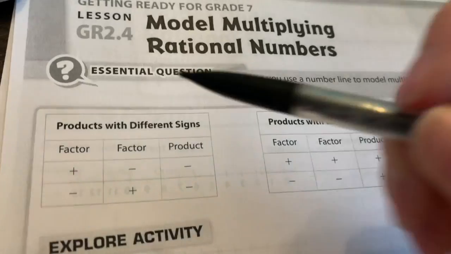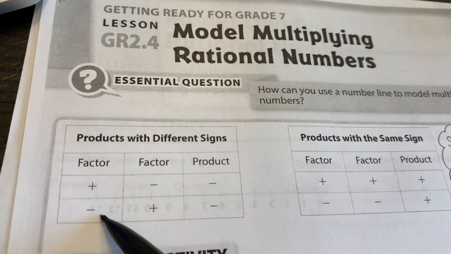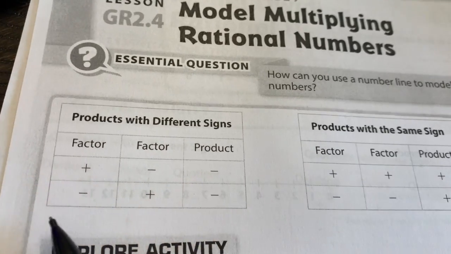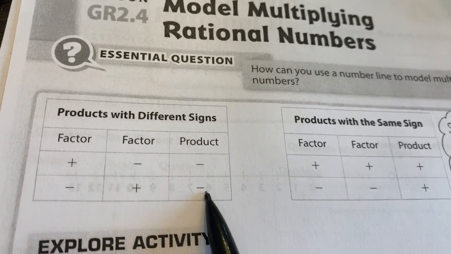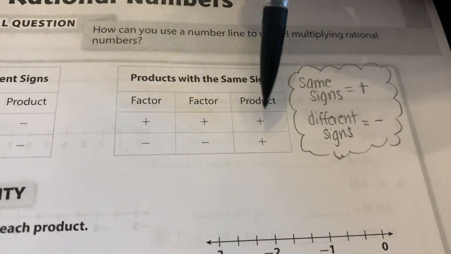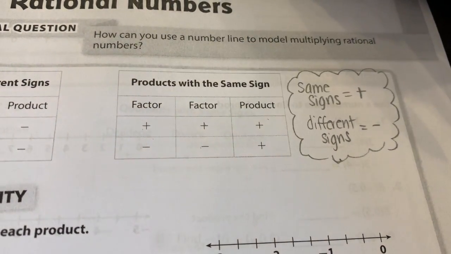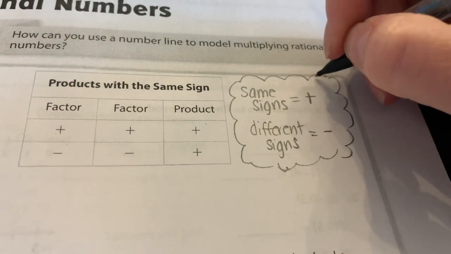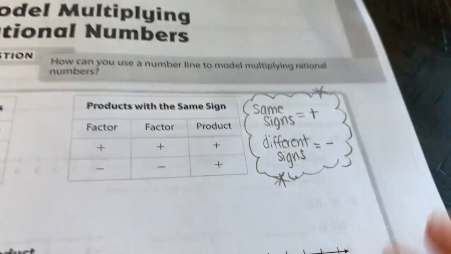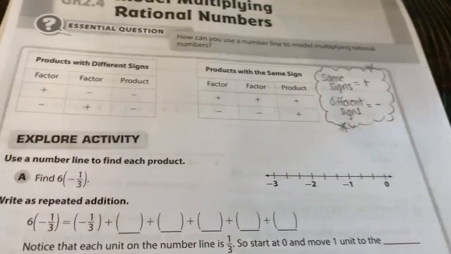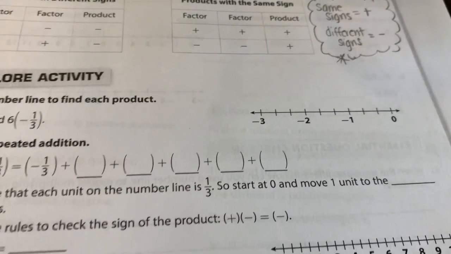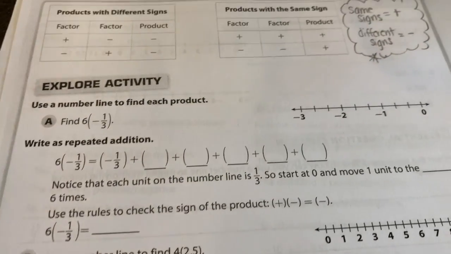So what we're showing in these tables is that if you have one positive and one negative, your answer is negative. If you have a negative and a positive, your answer is negative. And then, of course, positive times a positive is positive, and negative times a negative is a positive. And this is the short and sweet version. Same signs are positive, different signs are negative. That's what you want to remember, okay? So we're going to actually model this, just like we originally did with the integers in Module 1.